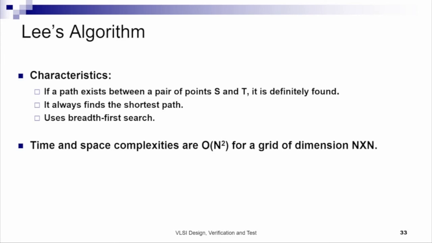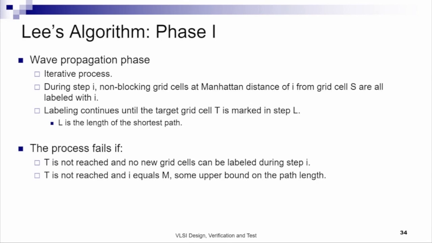In this algorithm, we basically do a breadth first search to find a route between two terminals. If a path exists between a pair of points S and T, it is definitely found, and it always finds the shortest path. These are its two properties. There are three phases to Lee's algorithm. The first phase is the wave propagation phase. It's an iterative process. During step I, non-blocking grid cells at Manhattan distance I from grid cell S are all labeled with I. S is the source and T is the target. Labeling continues until the target grid cell T is marked in step L. L is the length of the shortest path.